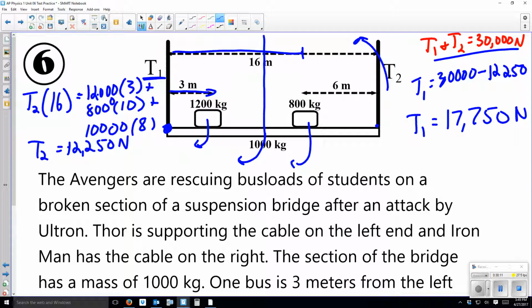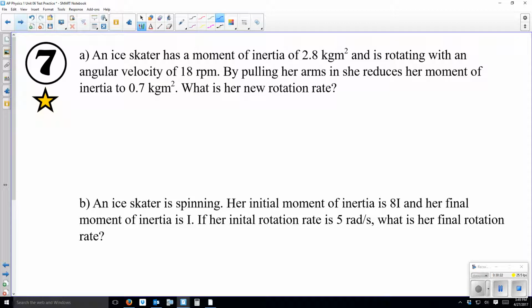Number 7, it has a star next to it because it's very important. An ice skater has a moment of inertia of 2.8 kilogram meters squared and is rotating with an angular velocity of 18 revolutions per minute. By pulling in her arms, she reduces her moment of inertia. And the question is, what is her new rate of rotation? Rate of rotation is just angular velocity. Those are the same thing.